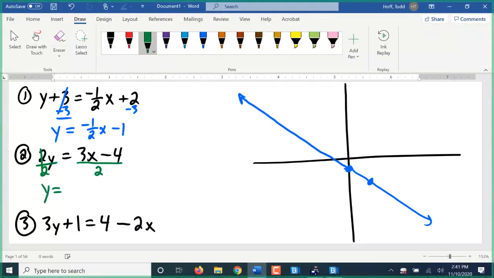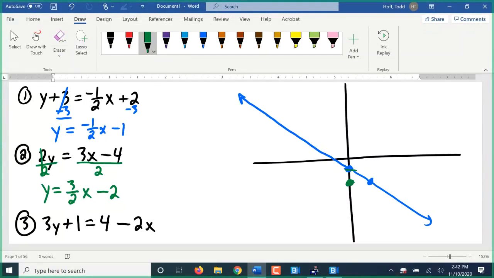On the right side, we have to divide both the 3x and the negative 4 by the 2. Well, 3x divided by 2, remember, we're just going to treat that as a fraction. 3 divided by 2 is just 3 over 2, and the x stays there. Negative 4 divided by 2 is just a negative 2. So for that one, we're going to start at the negative 2. So that's where this line begins.